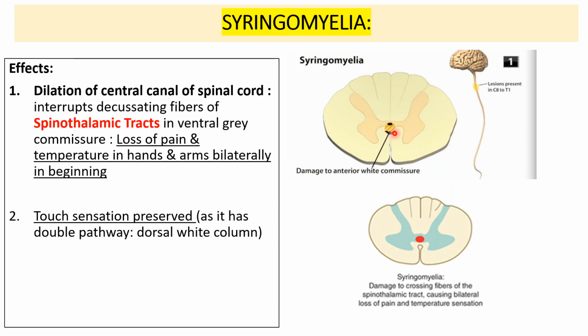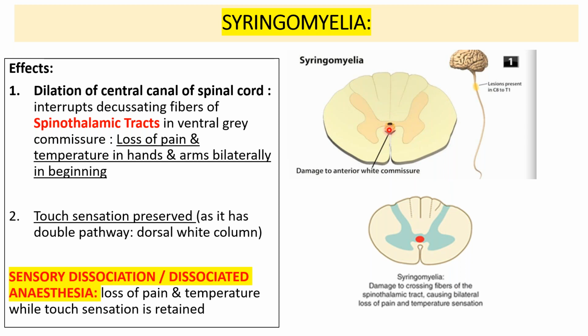So there is loss of pain and temperature in the hands and arms bilaterally in the beginning, because from both sides they are crossing, right? But what about the touch sensation? Touch sensation has a double pathway. From the dorsal column also it's going, so the touch sensation will be preserved, because the posterior column, the dorsal column, is quite away from the central canal. The only site affected is this anterior white commissure, where the direct structure involved will be the spinothalamic tract, and that too bilaterally.